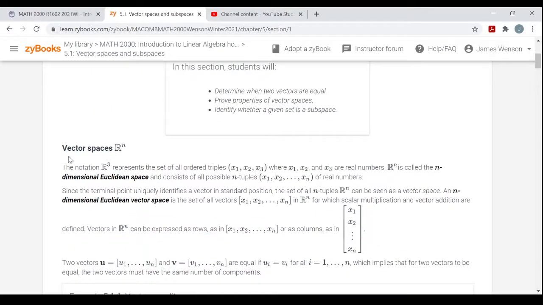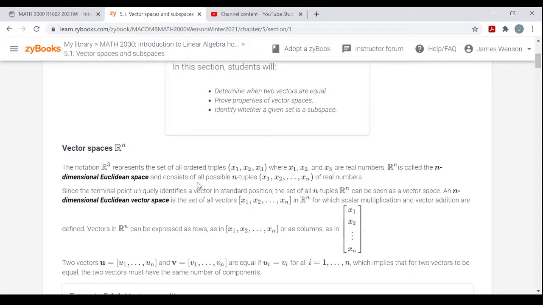All right, so first, the vector space is called Rn, like R to the nth here. Now this is vectors with n components where each component is a real number. So the notation R3, as you've seen, represents the set of all ordered triples, vectors with three components, x1, x2, x3, where x1 and x2 and x3 are real numbers. Rn is called the n-dimensional Euclidean space. So R3 here is three-dimensional Euclidean space, named after the ancient Greek mathematician Euclid. R4 is four-dimensional Euclidean space. R2 is two-dimensional Euclidean space.